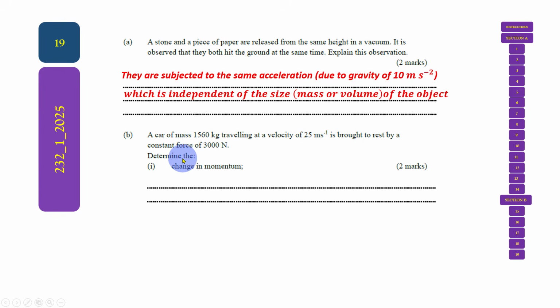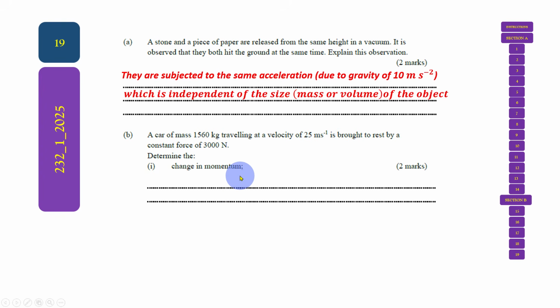The next question, we are told that a car of mass 1560 kilograms traveling at a velocity of 25 meters per second is brought to rest by a constant force of 3,000 newtons. Part 1. Determine the change in momentum of the car.